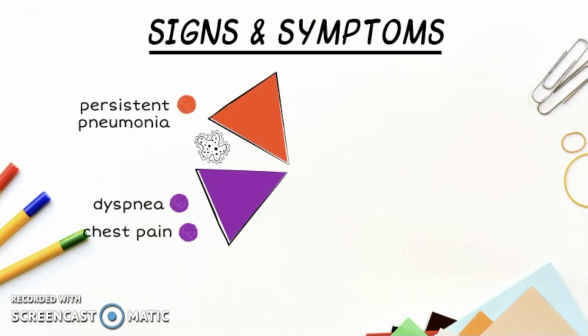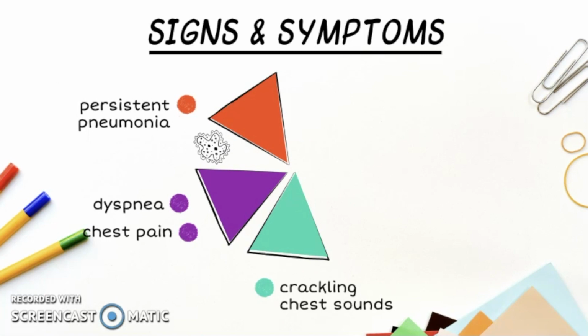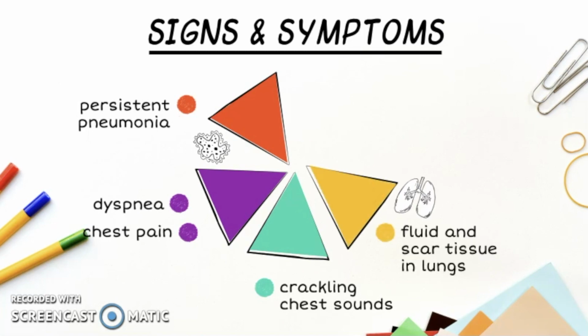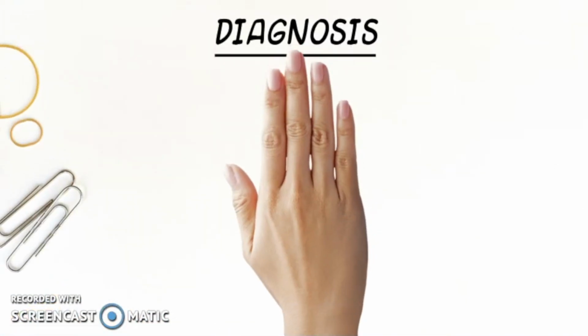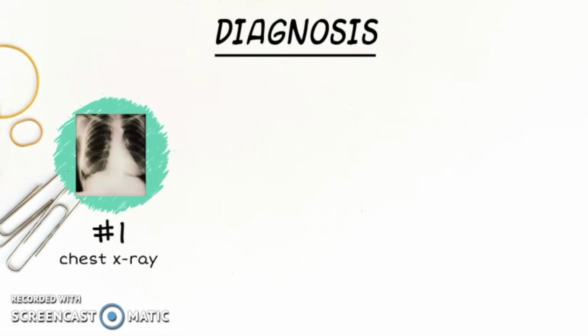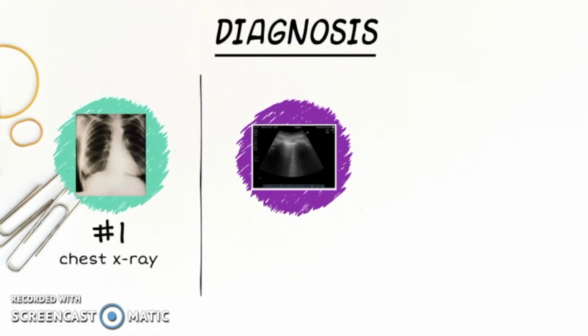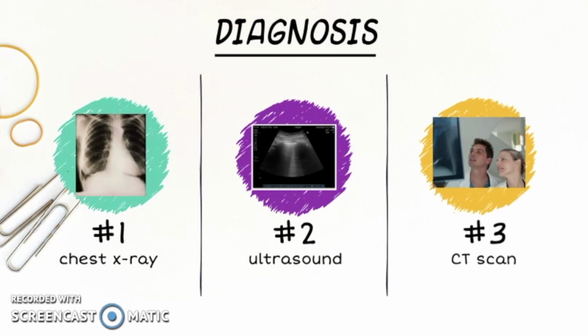Some signs and symptoms include persistent pneumonia, dyspnea and chest pain, crackling chest sounds, fluid and scar tissue buildup in the lungs, and fever and pus production due to the infection. Empyema is diagnosed using chest x-rays, ultrasounds when x-rays are inconclusive, and CT scans.